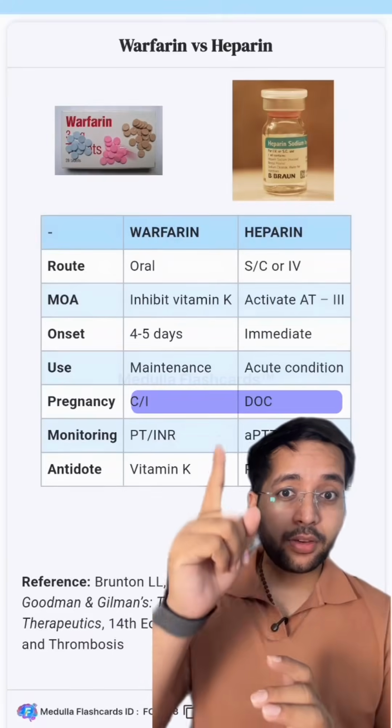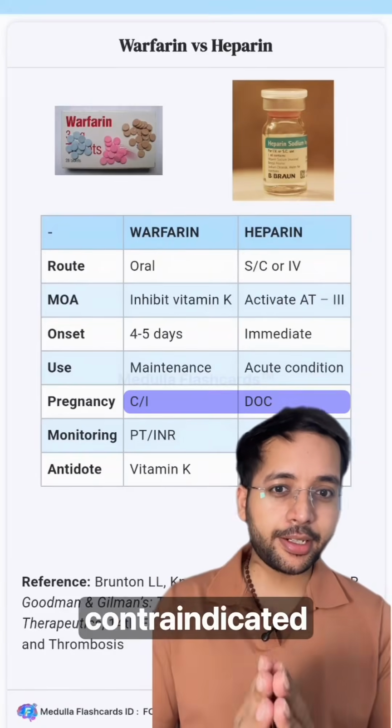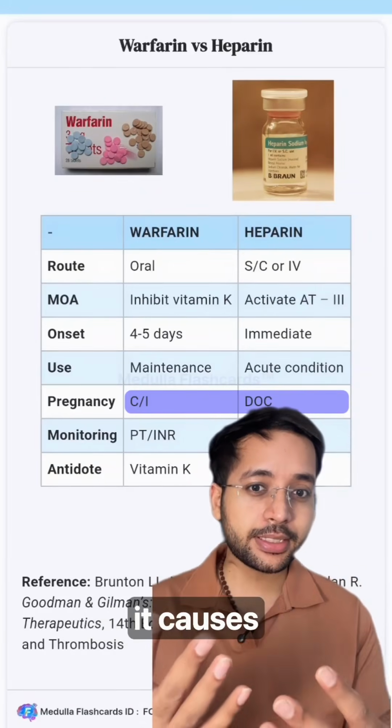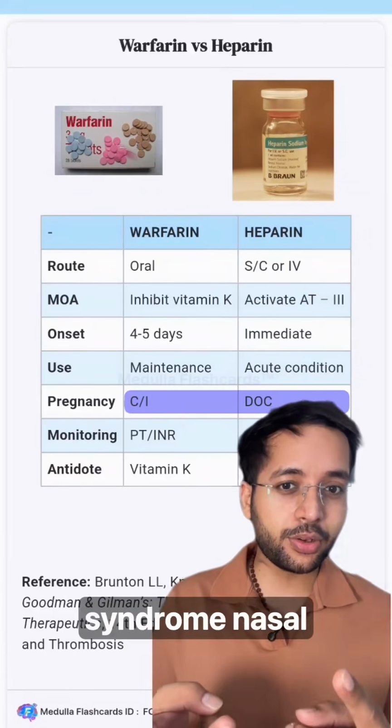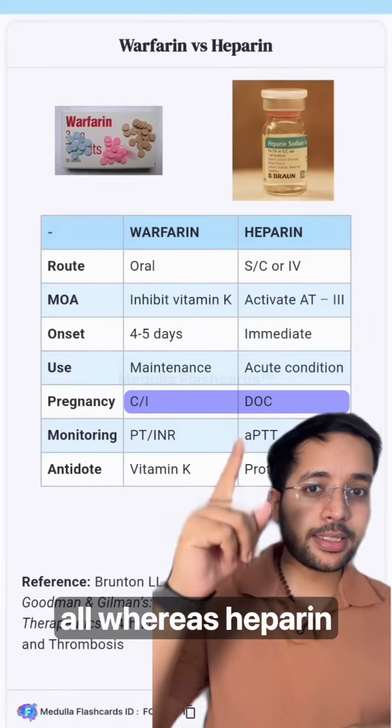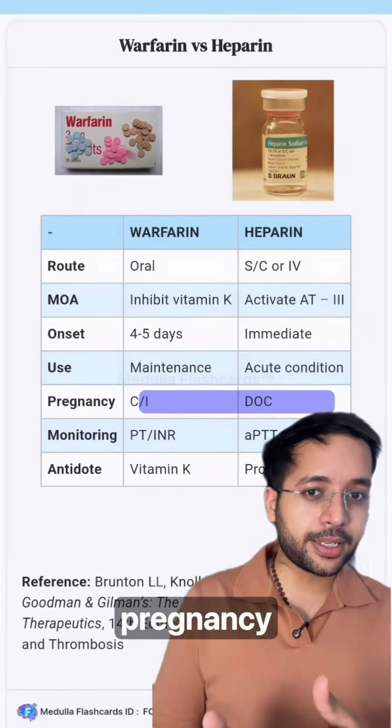In pregnancy, warfarin is absolutely contraindicated during the first half of the pregnancy because it causes something called fetal warfarin syndrome, nasal hypoplasia and all. Whereas heparin is actually the drug of choice during pregnancy.